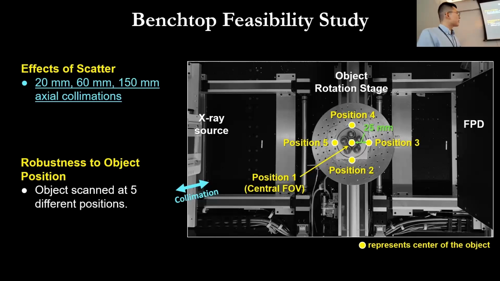So we placed the object, and we shifted it about 25 millimeters at different locations in the field of view. So we end up with these 5 locations. This yellow circle represents the center of this object. And we take a scan at each of these 5 positions for each collimation.